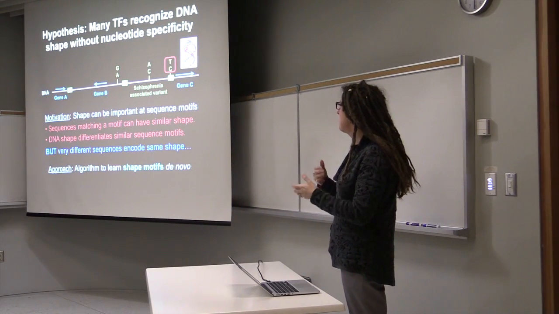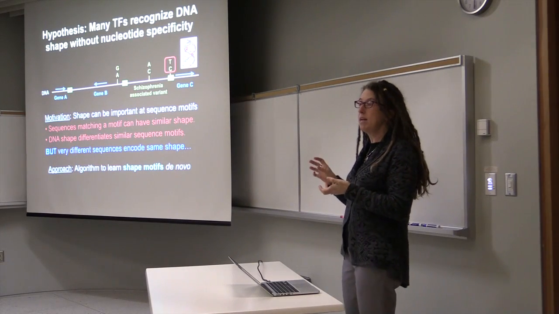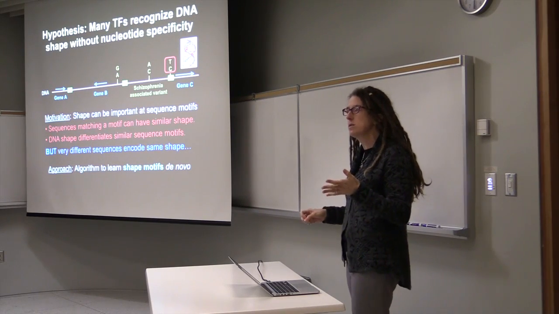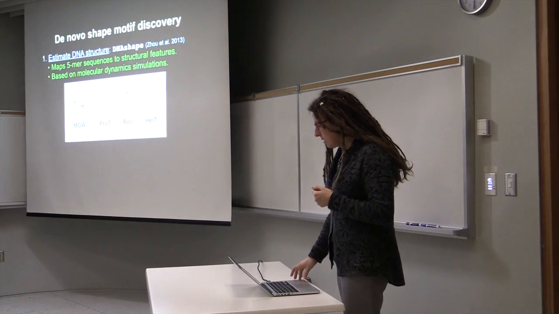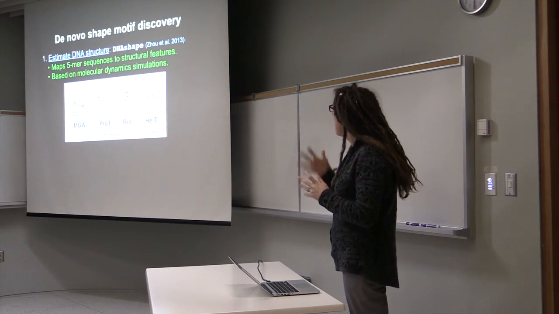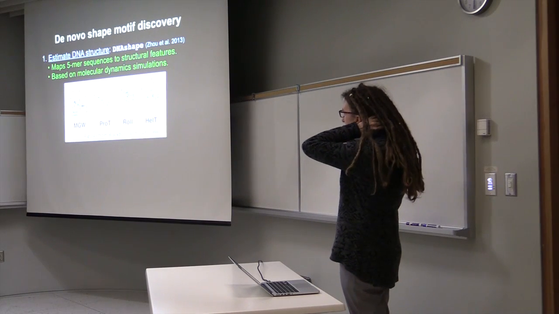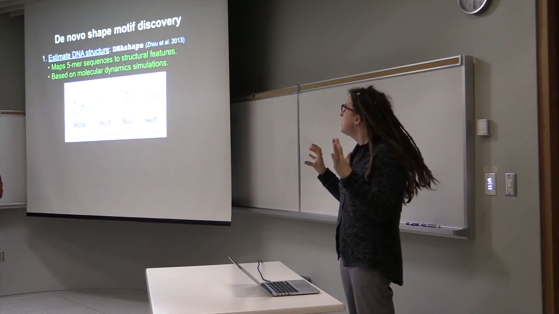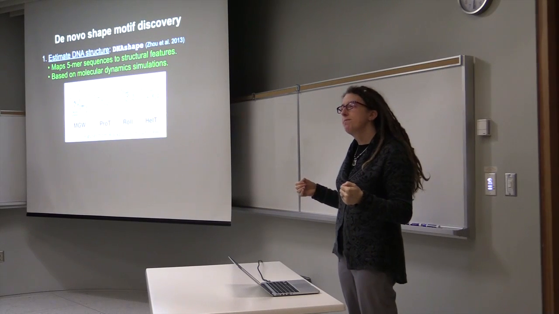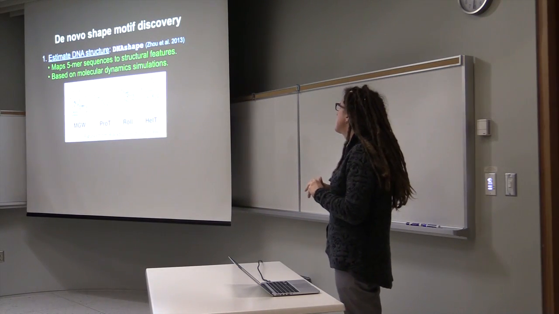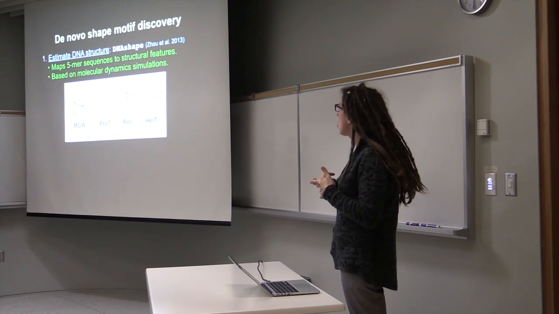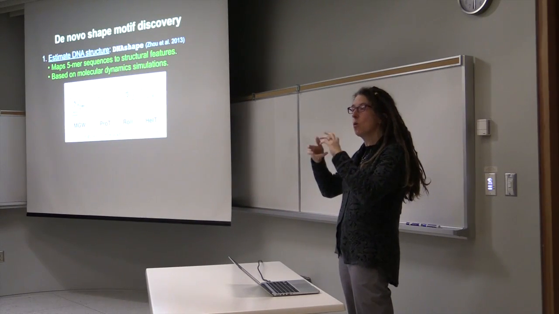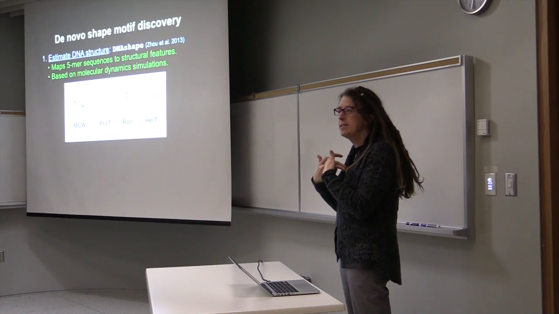So our approach was to develop an algorithm that would learn shape motifs de novo, so learn the shape preferences of different transcription factors agnostic to their sequence preferences. So the method depends on a program from the Rose Lab called DNA Shape that can translate the whole genome into a vector of shape features. And here are four that we used in our study: the minor groove width, propeller twist, roll, and helical twist. They're describing the structure of the DNA, the orientation and the spacing of the nucleotides in different DNA sequences.